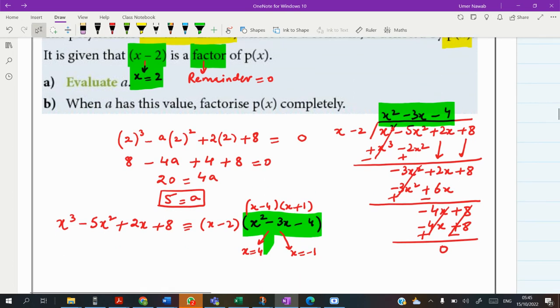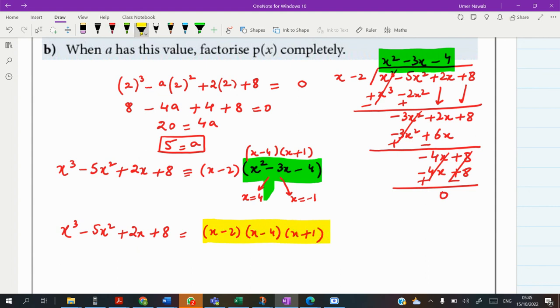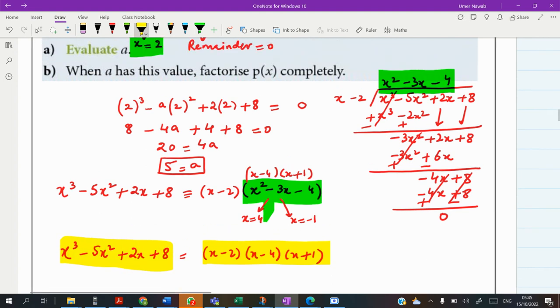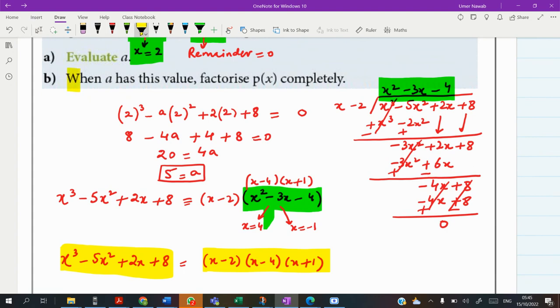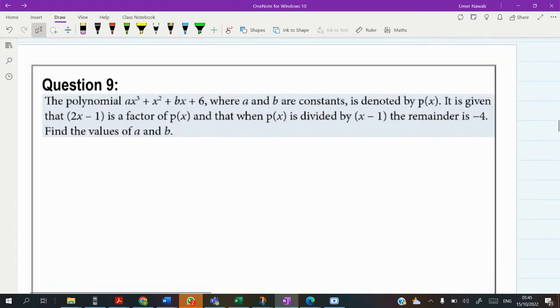So my friends, the full answer, which I'm going to write here: x cubed minus 5x squared plus 2x plus 8 gives you x minus 2, x minus 4, and x plus 1. These are the three factors of this cubic polynomial, three linear factors. Didn't he say, when a has this value, factorize p of x completely? This is called complete factorization.